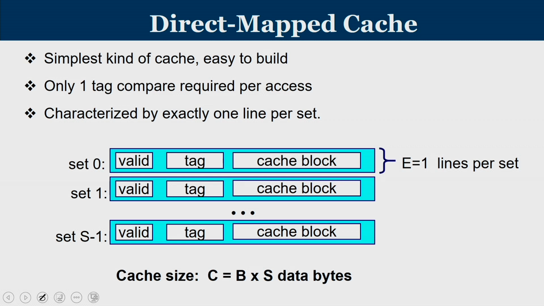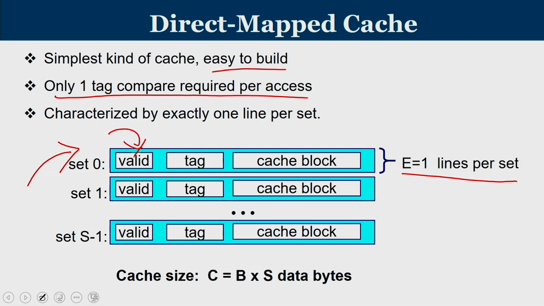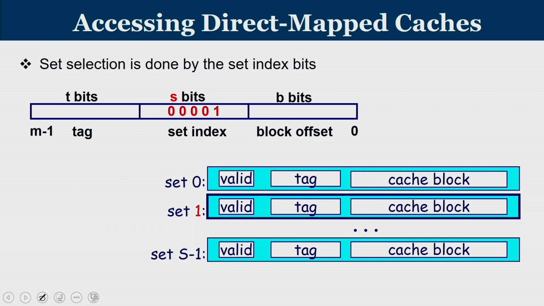Direct mapped is the simplest kind of cache, it is very easy to build, and there is only one tag to compare. So once you get into a set, you know that that particular set has only one line. So you search whether the valid bit is equal to 1 or not. If the valid bit is 1, check whether the tag is the same as the tag that you want. If so, this is your data, and using your offset you extract it. So consider this example, where I am interested in the set index value. Let us say the set index value is 00001, a 5-bit set index value, meaning I have 32 sets in my cache. So go to set number 1, that is the meaning of this.